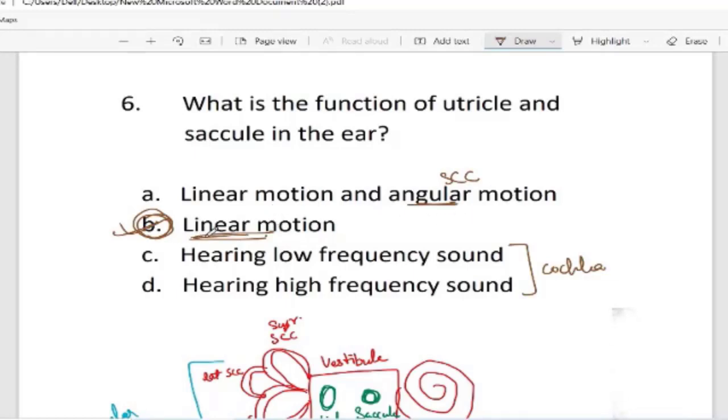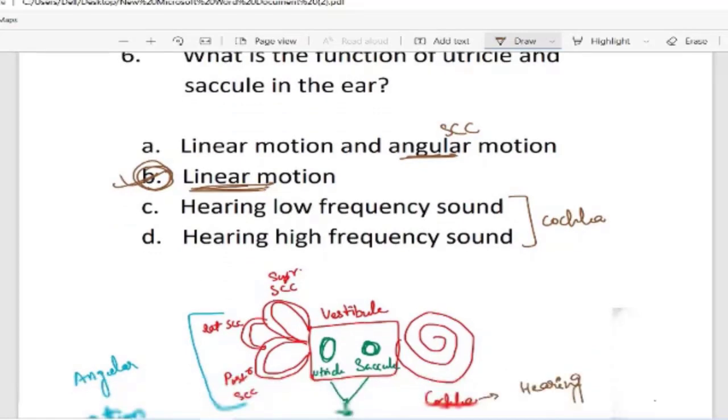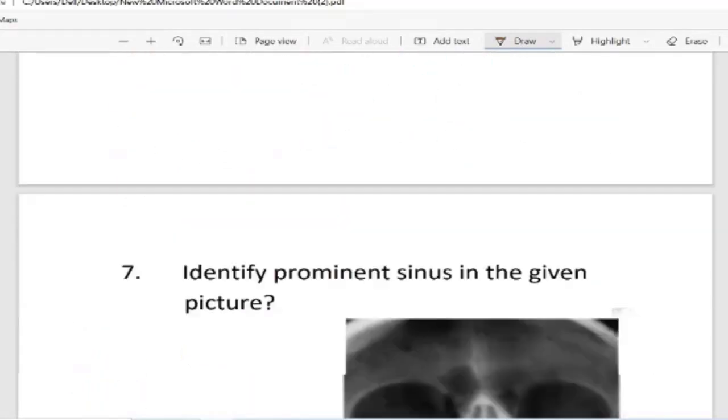So the correct answer is linear motion. Sometimes the examiner puts options like these so that you may get confused. But make it very clear: angular motion is by the superior, posterior and lateral semicircular canals. Linear motion is by the vestibule, that is the utricle and the saccule. So the correct answer will be linear motion.